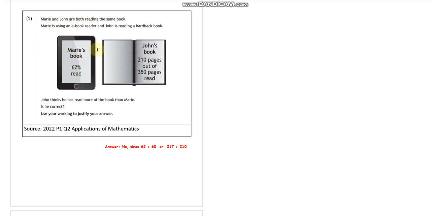So they're reading a book, the fancy book and the regular book. John thinks he's read more of the book than Marie. Is he correct? So we need a common way of comparing them. Right now we've got apples and oranges. We need to get it into the same thing. So what you could do is turn both of them into a fraction, into a decimal, or just change one. I think the best thing to do is turn this into a percentage.